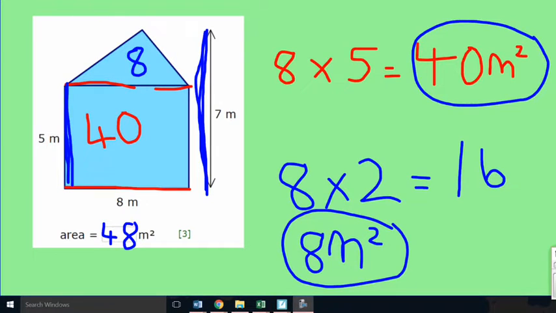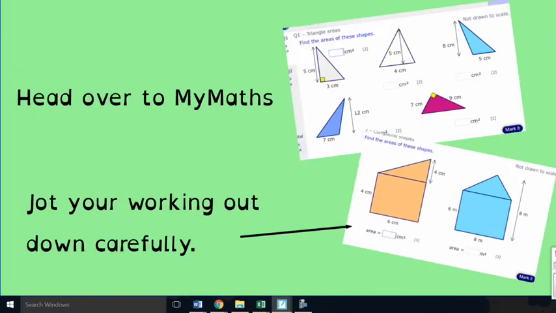So your job now is to head on over to My Maths. Okay, so your question 1 page looks like this. So you've got 5 triangles to work out the area of them all. Most of them I reckon you could do in your head, because we're quick at our times tables now.